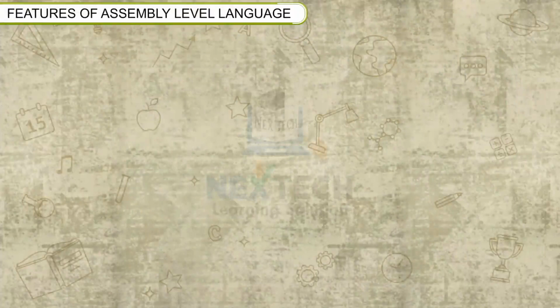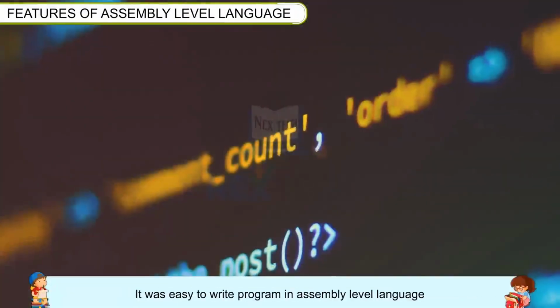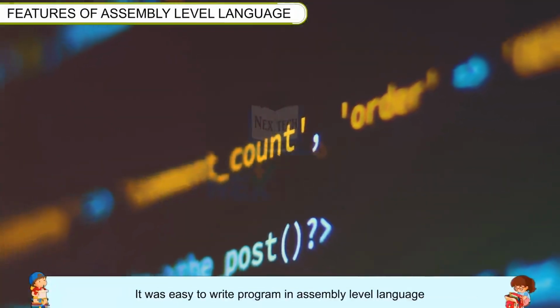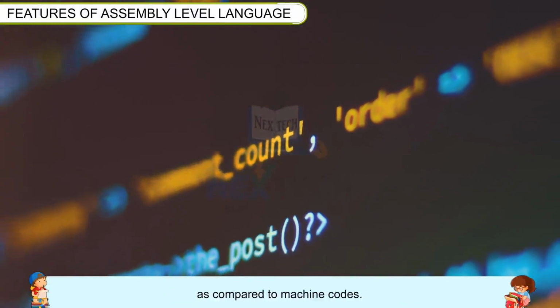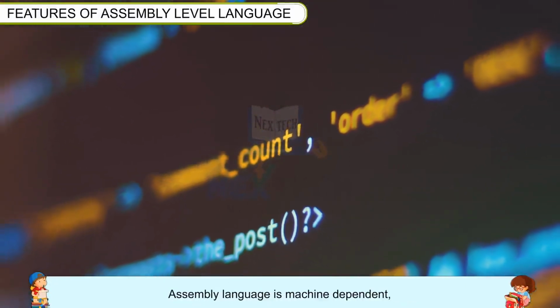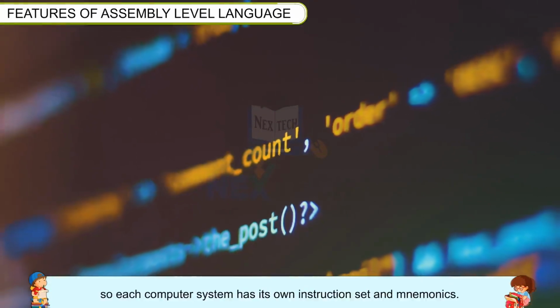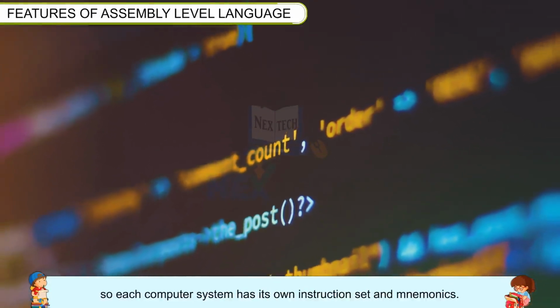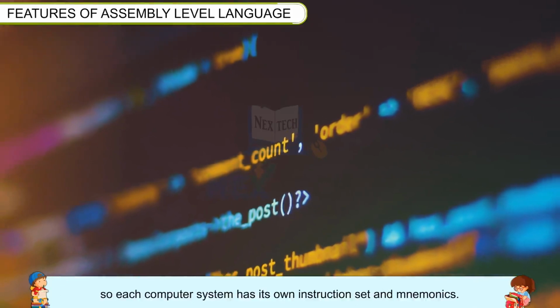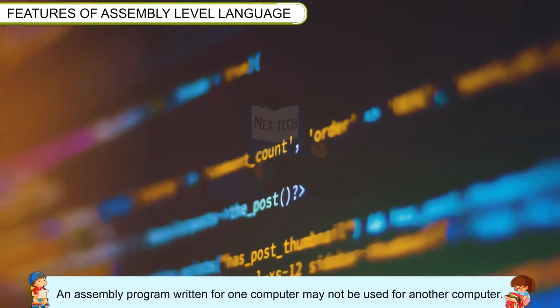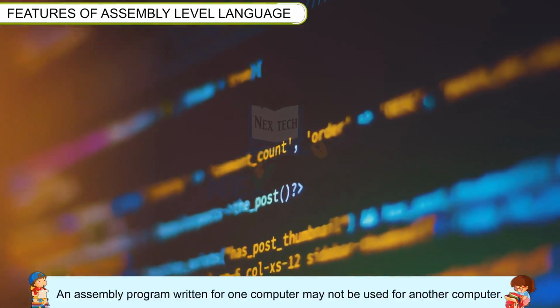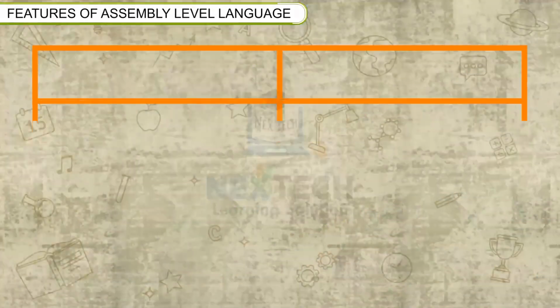Features of assembly-level language. It was easy to write a program in assembly-level language as compared to machine codes. Assembly language is machine-dependent, so each computer system has its own instruction set and mnemonics. An assembly program written for one computer may not be used for another computer.